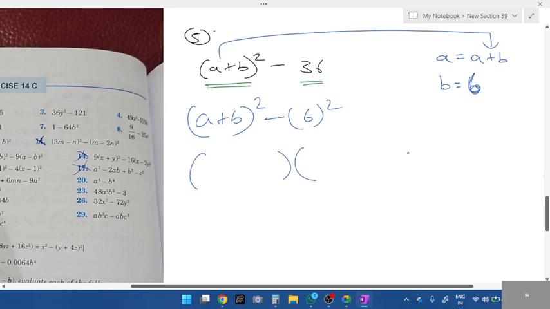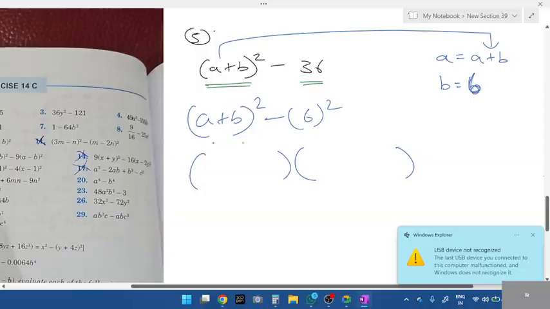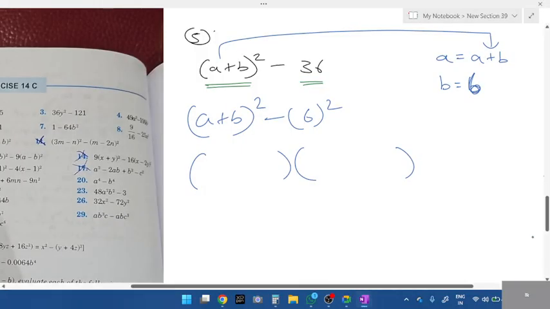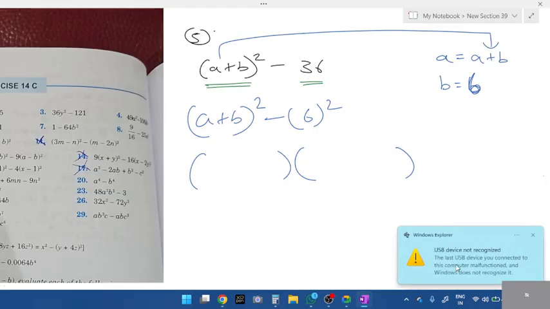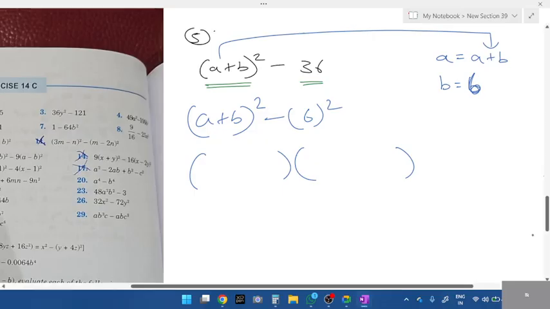A plus b into a minus b. What is a value, students? What is a value here? A value is a plus b. Okay, the formula is a plus b into a minus b. Okay, a plus b into a minus b.